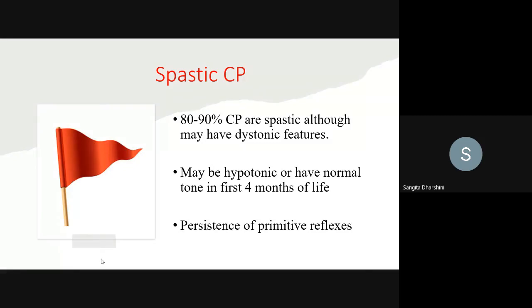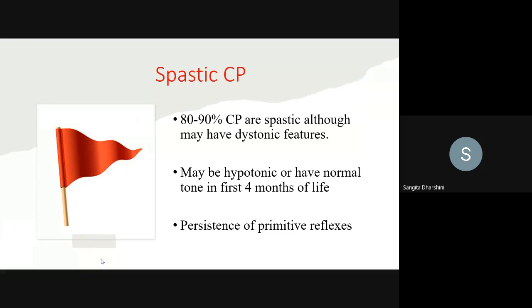First we will go through spastic cerebral palsy. This is the commonest CP. 80% of CPs are spastic CP. They may have a bit of dystonic feature. Interestingly, in the first few months of life, some of them will have normal tone or will be very hypotonic, and they develop the increased tone a little later.